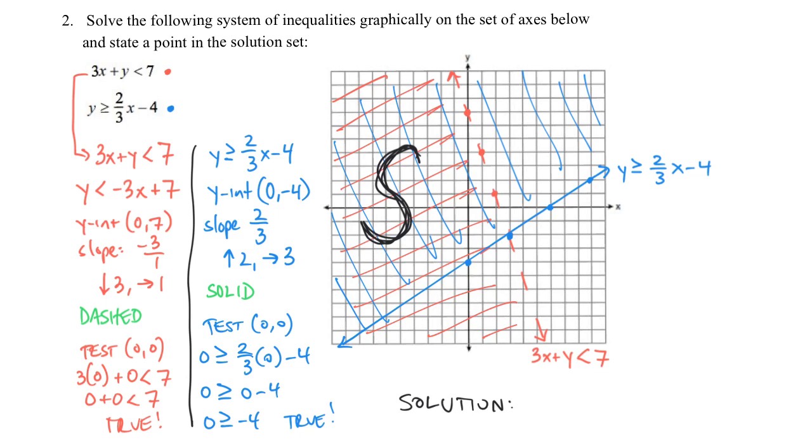I can say with certainty, I checked 0, 0 in this inequality. I checked 0, 0 in this inequality. That one works for both. It's inside the solution area, so I'm going to suggest 0, 0, but that's not the only possible answer. You could pick any point inside this region. Just don't pick ones that are on the lines.